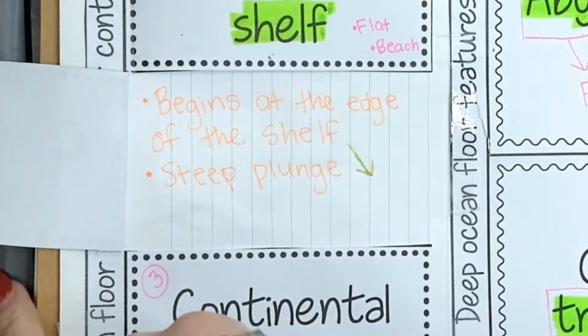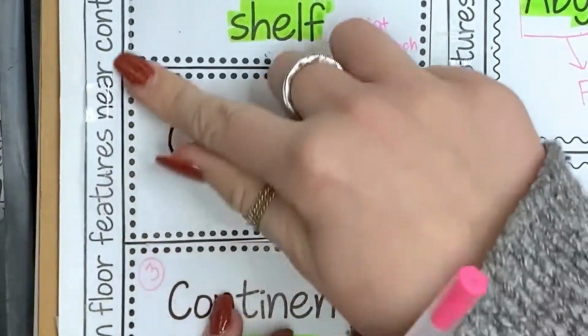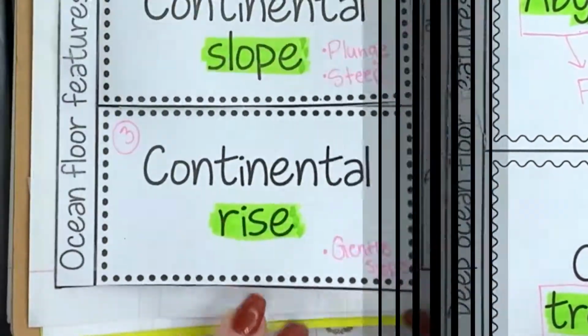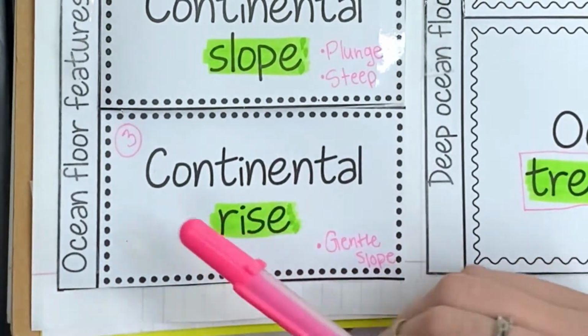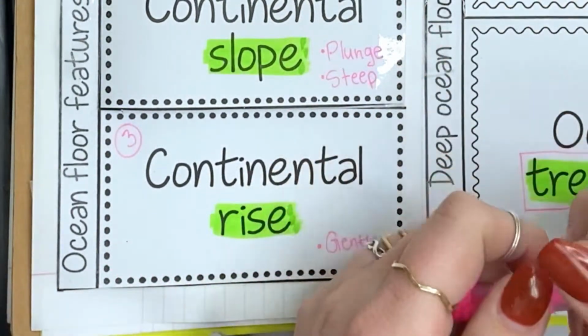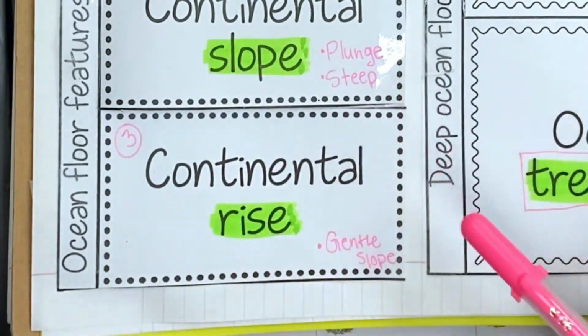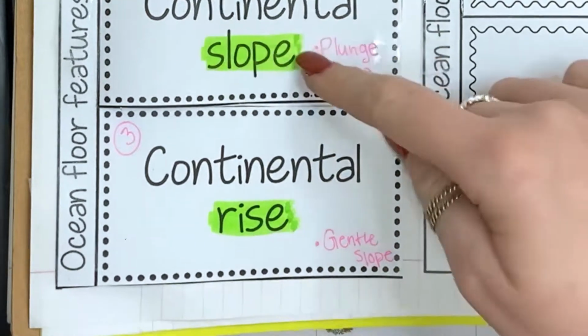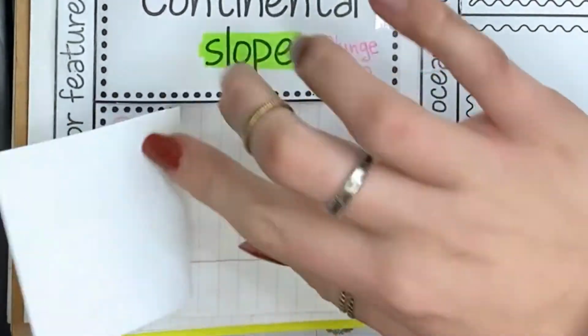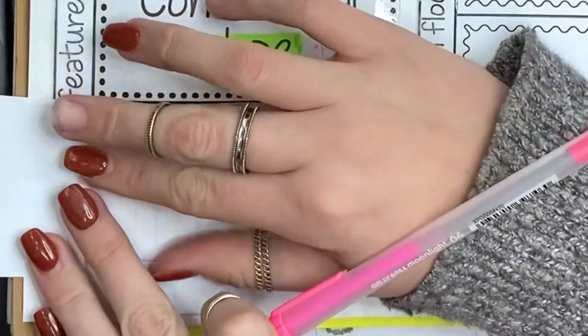Okay, that's all you have to know for that one. Let's move on to the rise. Now, here's what's weird about the rise. It's called the continental rise, but nothing actually rises in the continental rise. The rise still continues to bring the ocean floor down, which is weird to me that it's called the continental rise, but I think the only reason it's called the continental rise is because it's not as steep as the continental slope. So let's fold the rise back.